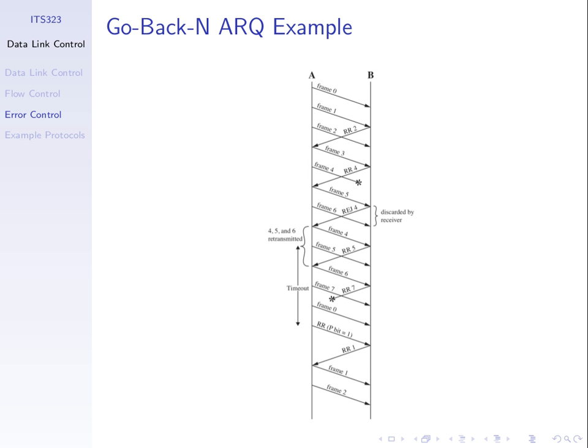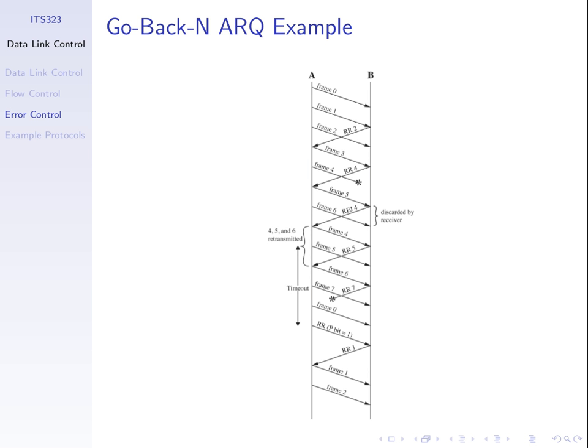This is the go back and retransmit the N frames. Go back and retransmit the error frame, frame 4, plus subsequent frames, in this case 5 and 6. So you see what A does is retransmits 4, 5 and 6. And they, in this instance, are delivered correctly.